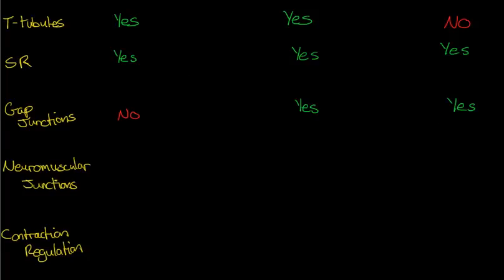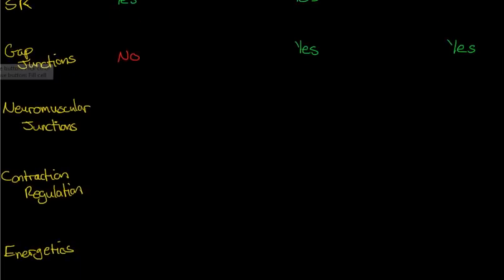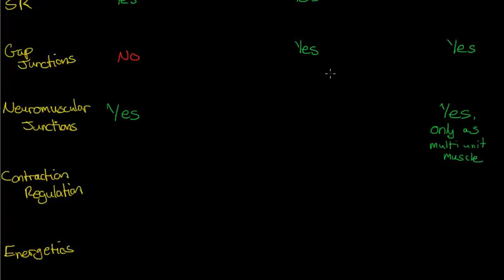Neuromuscular junctions, or end plates, which is how the nervous system tells your muscles to contract, or at least your skeletal muscles. You're going to see that in skeletal muscles and in smooth muscles. But in smooth muscles, it's only going to be as a multi-unit muscle, not a single motor unit like you do in skeletal muscles. And you will not see neuromuscular junctions in cardiac tissue.